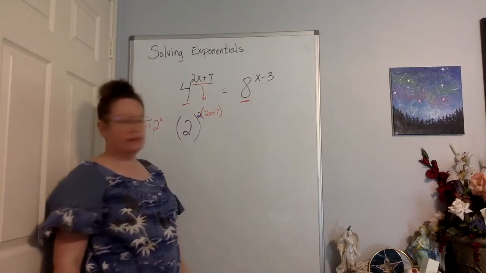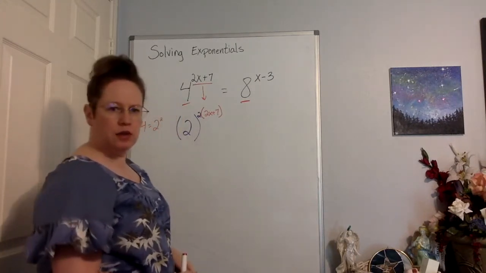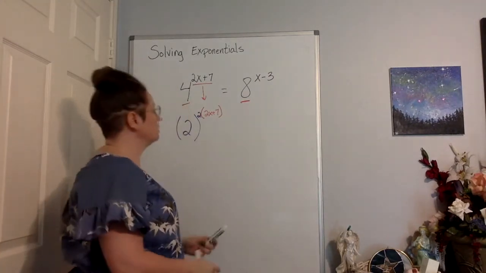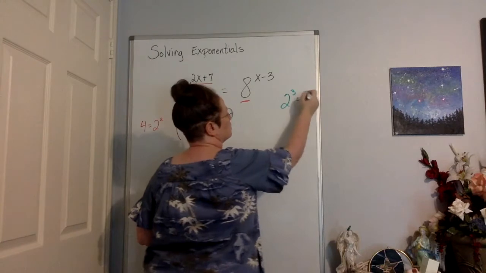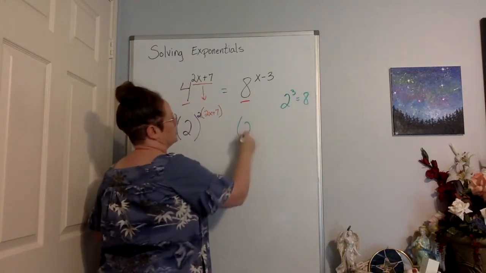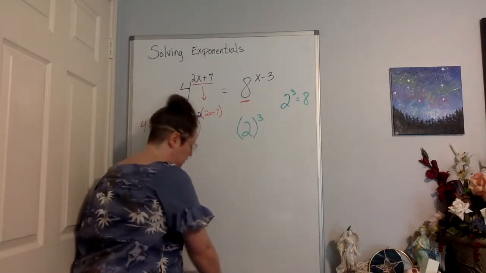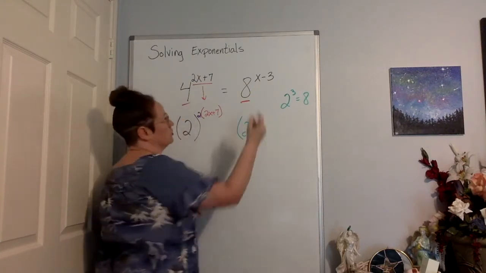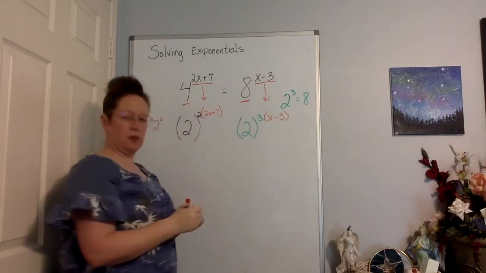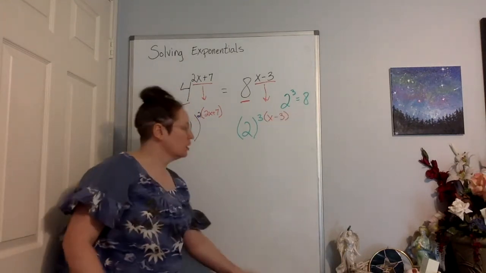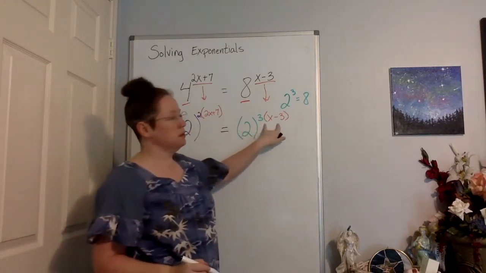Well, can I write 8 as 2 to a power? Yeah, we've done that before, Mrs. Boots. So 8 is 2 cubed. So I'm going to write this as 2 cubed. Now, same thing that we just did. We've got to bring down that exponent. Make sure the new exponent is being multiplied times the old exponent. So I always put them in parentheses.